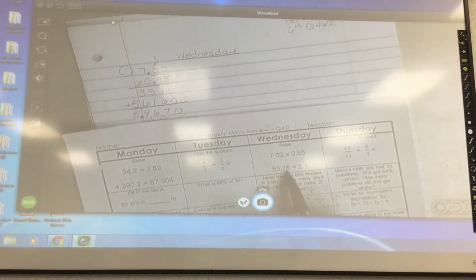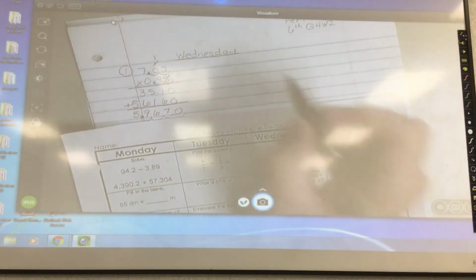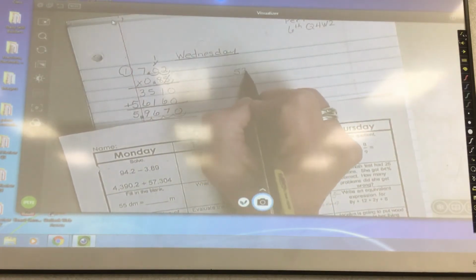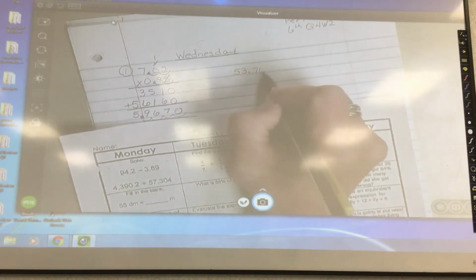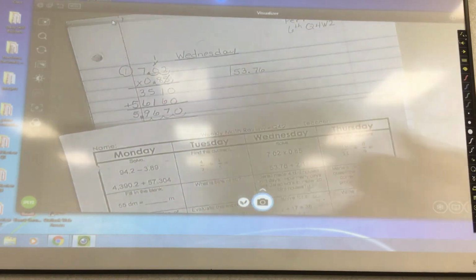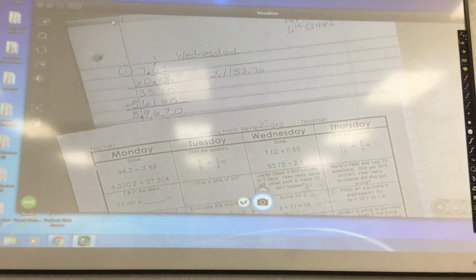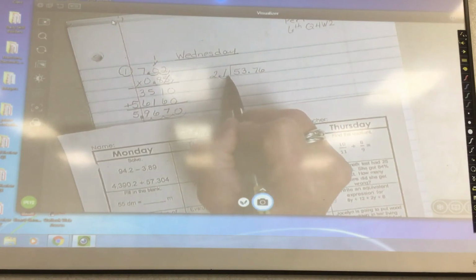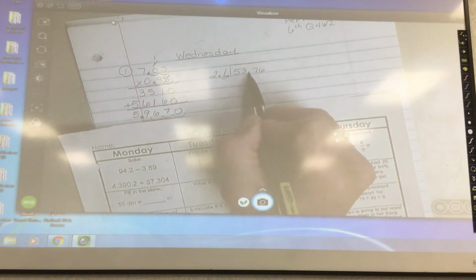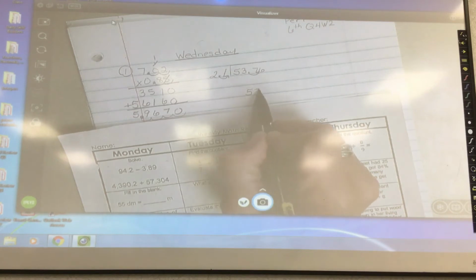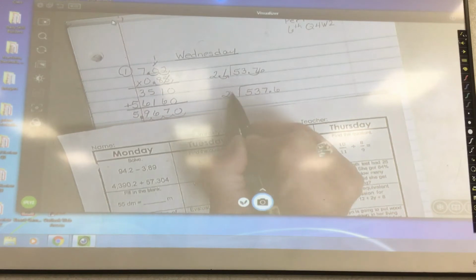However, there's 2 parts to number 1, so now I'm going to do the second part. 53.7600 divided by 2.1. First thing that you do when dividing decimals, you move out the decimal place because you can't have a decimal in the divisor. So I'm going to move it once here, so then I have to move it once here. Rewrite your problem.